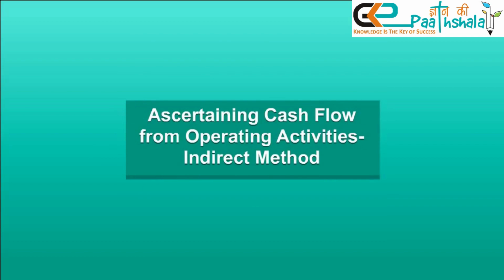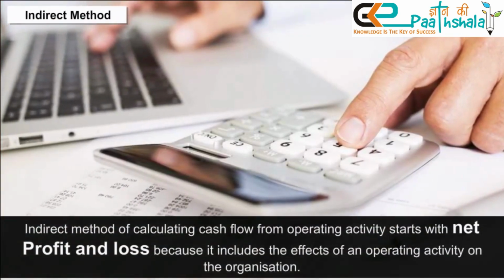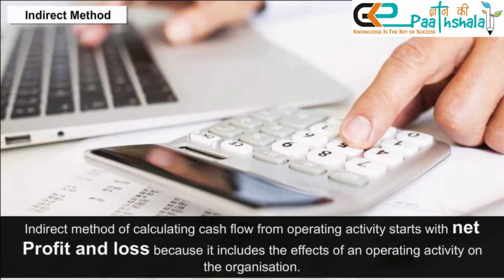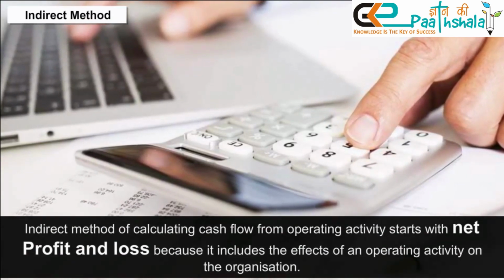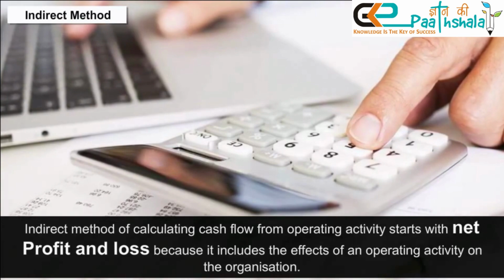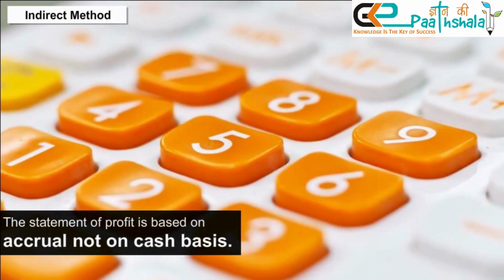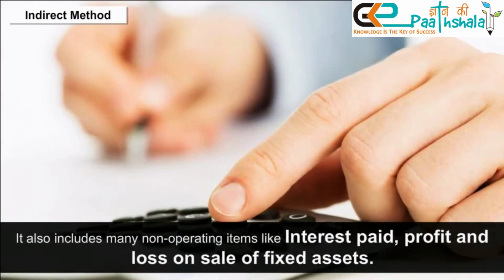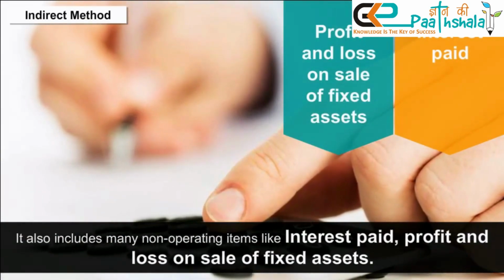Ascertaining cash flow from operating activities. Indirect method. The indirect method of calculating cash flow from operating activity starts with net profit or loss because it includes the effects of operating activity on the organization. The statement of profit and loss is based on accrual, not on cash basis. It also includes many non-operating items like interest paid, profit and loss on sale of fixed assets.